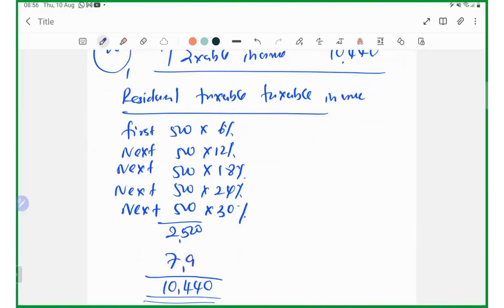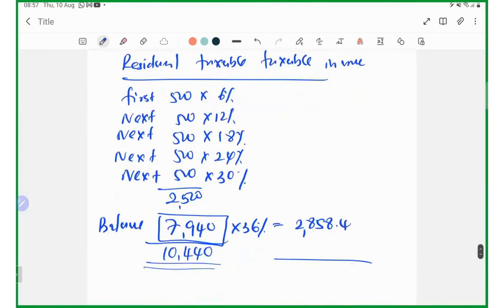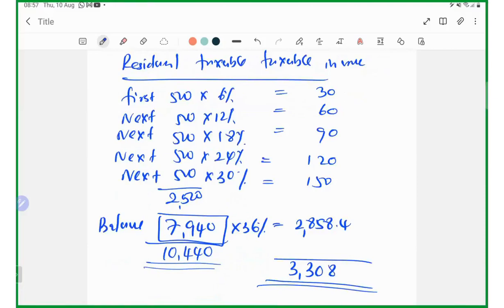Then 7,940 is the balance residual income. So it should be taxed at 36%. So it should be 2,858,400. So now you can see in these things here 30, 60, 90, 120, 150. So you have to add all together. So here you can see 3,308,400. That is the total tax liability.